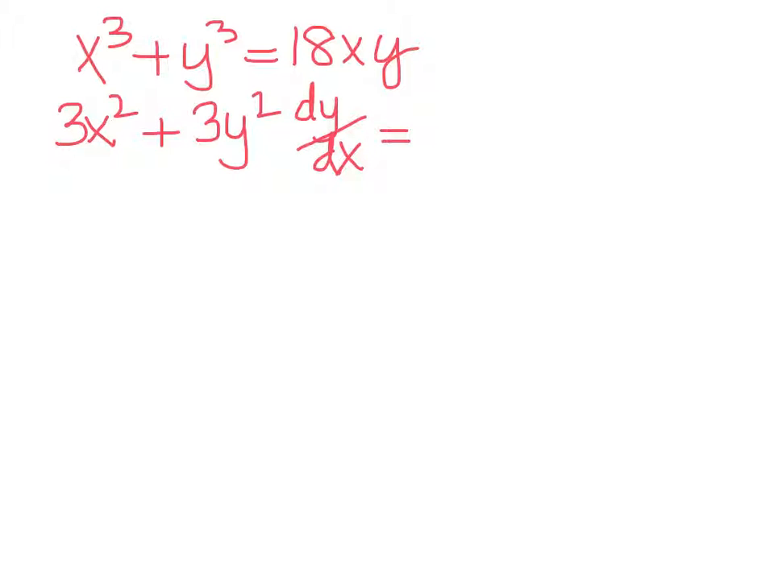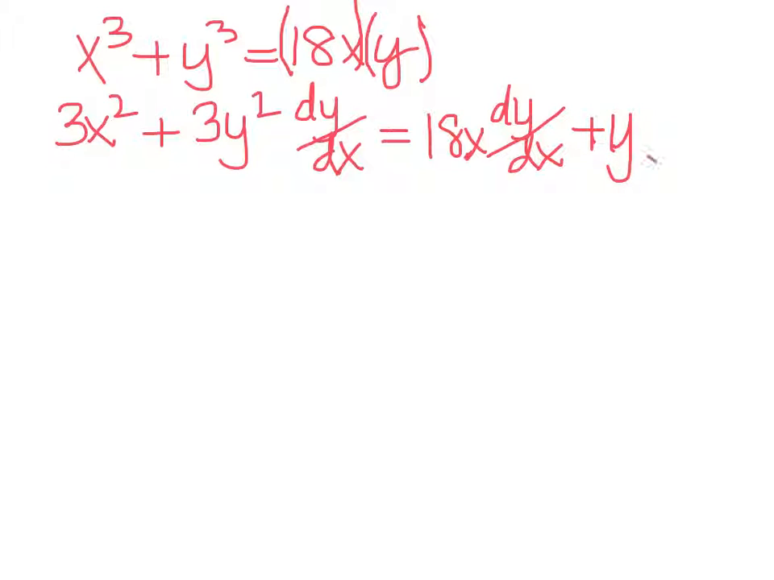Now, I did take the derivative of a y, so I want to write dy/dx. Okay, equals. Now here on the right-hand side, you have product rule. I'm going to group the 18 with the x and then keep the y by itself. Okay, so I'm going to have 18x, the first, times the derivative of the second, which would be dy/dx, plus the second times the derivative of the first, which would be 18.